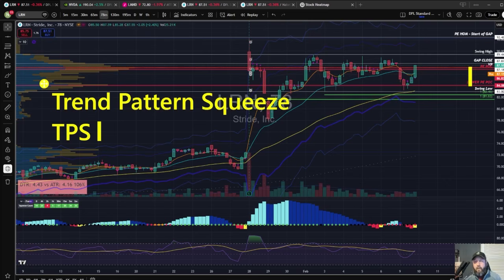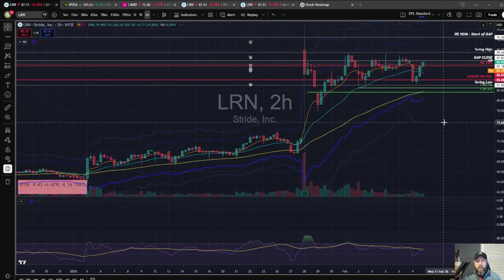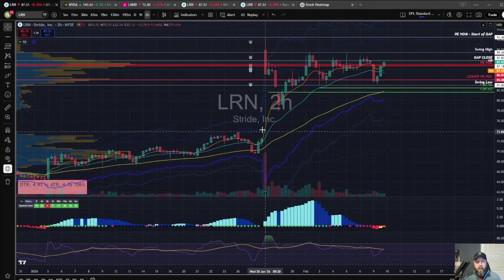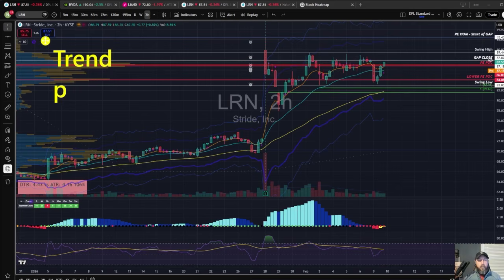And today I want to spend a few minutes going over how that setup comes together, what a trend, a pattern, and a squeeze are, and then how you use that in your trading. Basically what we've got here is a setup that I'm trading and looking at right now in a company called Stride Inc. The ticker symbol is LRN. So just briefly, what is trend, pattern, and squeeze?